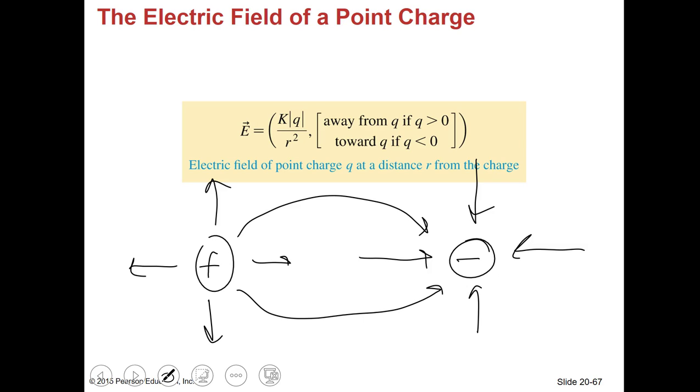So what would happen if you put a positive charge somewhere here in the electric field? If you were to add a positive charge here, it would have a force this way. This formula gives you the magnitude of the electric field because of a point charge, and then you just have to know positive charge, it's away, negative charge, it's towards. And you can have a whole collection of charges.